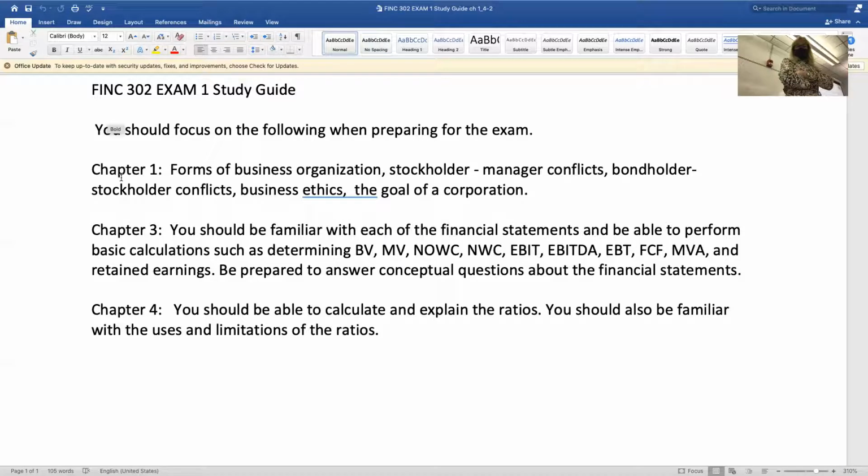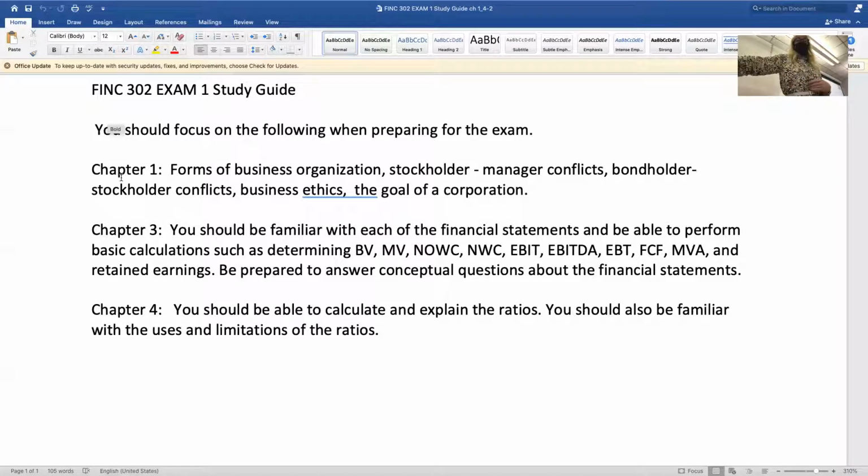All right, and then we also talked about, and it's mentioned in the book, conflicts that managers and shareholders can have. Make sure that you know what those conflicts are, the conflicts between shareholders and managers, and how can you solve those conflicts? How can you mitigate those conflicts? There are also conflicts between bondholders and stockholders. Make sure you know what those conflicts are and how those can be mitigated.